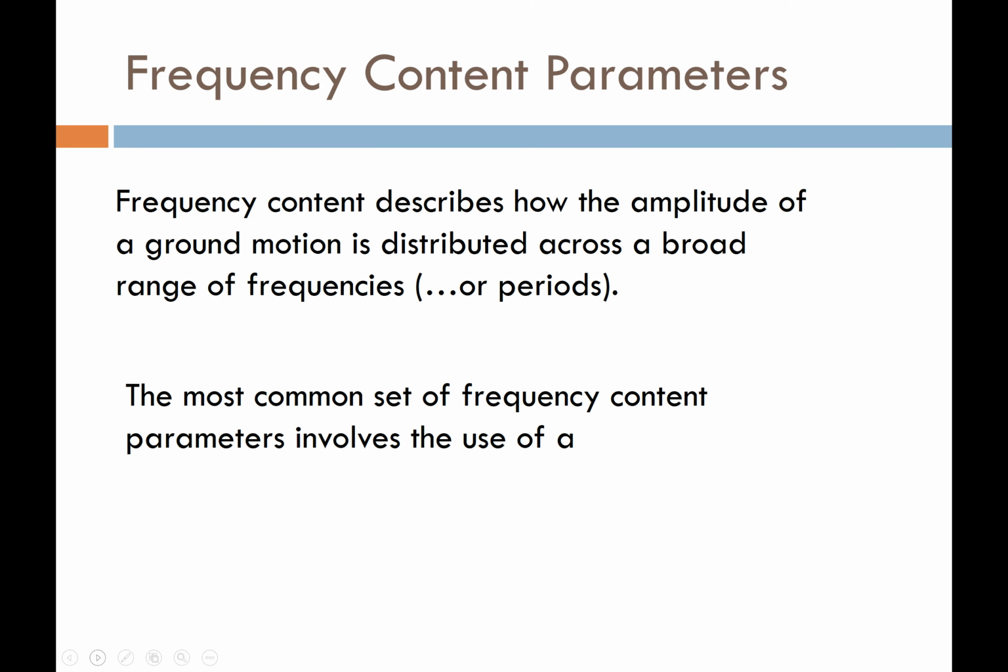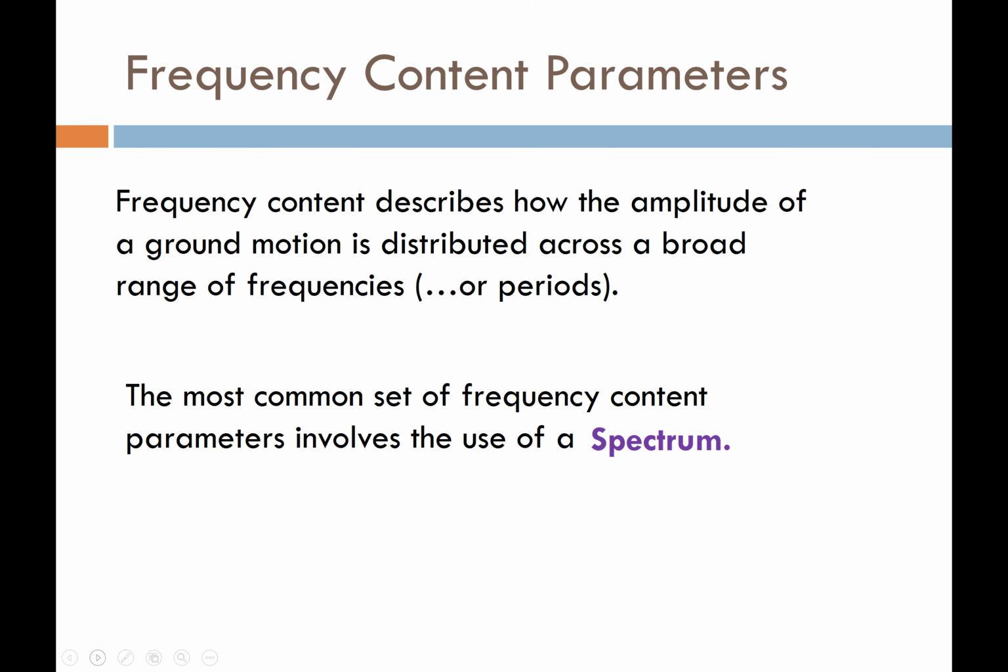So that brings us to frequency content parameters. Frequency content, folks, is like the resonance. This is where everything has a natural frequency. Everything, even you, has a natural frequency. And the trick is trying to find what the frequency content of the ground motion is going to be and seeing if that's going to cause anything to resonate. So again, frequency content is going to describe how the amplitude of a ground motion is distributed across a broad range of frequencies or periods.